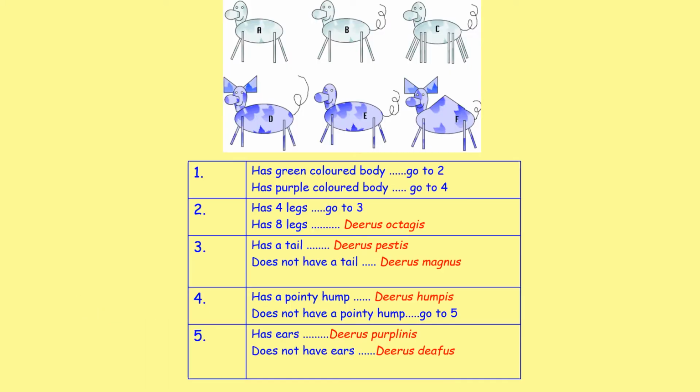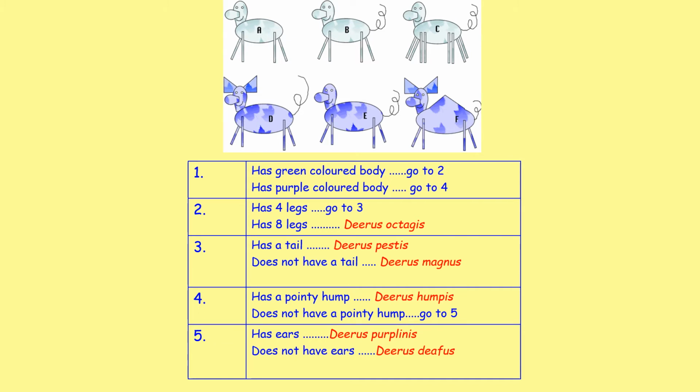What we're going to get you to do on your Google form is practice using paired statement keys. In your first question, you've got these 6 organisms here, A to F, and I want you to use this paired statement key to identify the Latin binomial name of these organisms. Again, always start with question 1.